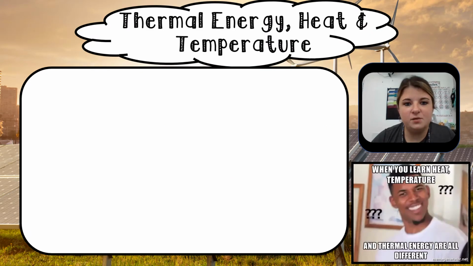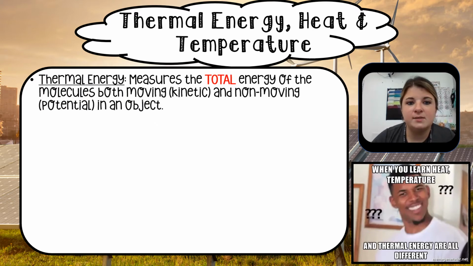The next part of this unit talks about the difference between thermal energy, heat, and temperature because they all seem very similar. So first, our thermal energy, we already learned about it. It's our heat energy. It measures the total energy of the molecules, both moving, which are kinetic, and non-moving, which are potential in the object. So it takes into consideration how many particles are moving and how many particles are not.